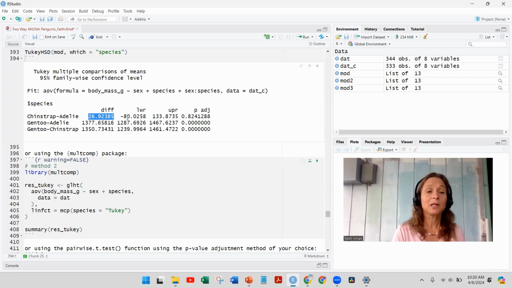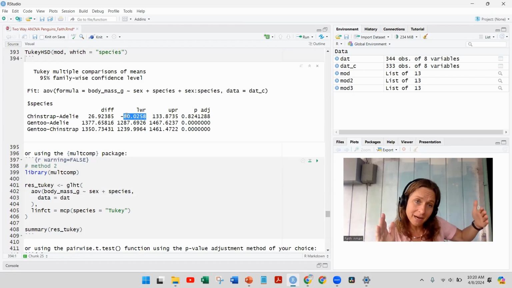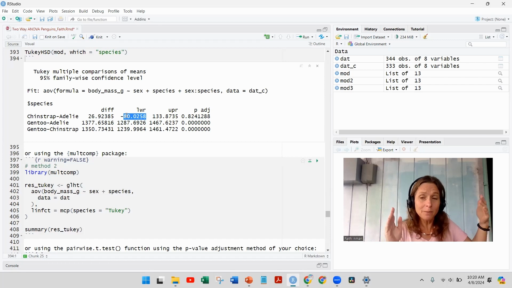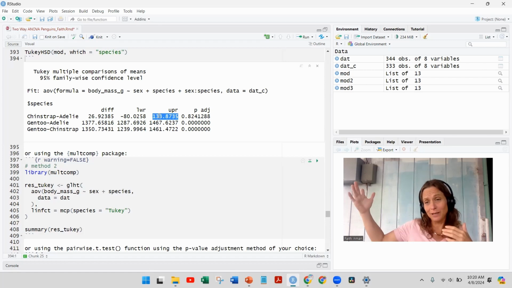That's pretty light. The lower confidence interval, that's what this lower is. Remember, we never really know exactly what the difference is, but we can say it's probably plus or minus this much. It's somewhere here, plus or minus this. That lower level is negative 80. So it might be that it's a negative 80 difference, which of course could mean that chinstrap is actually smaller. Then it would be negative, right? And the upper confidence interval is 133, right? So it could be more.